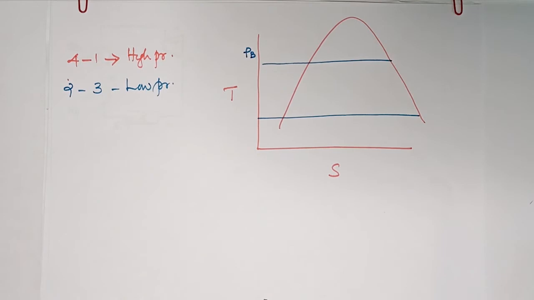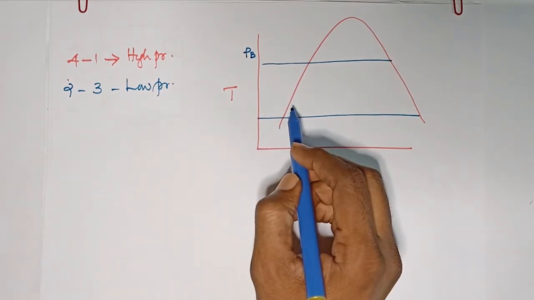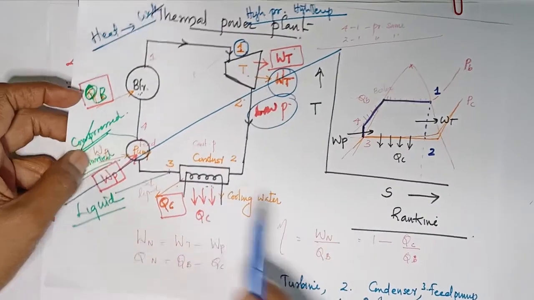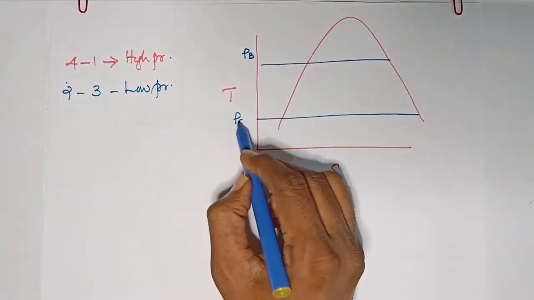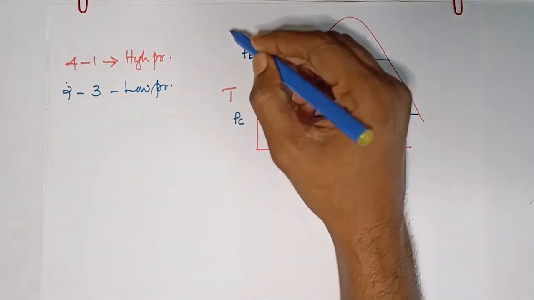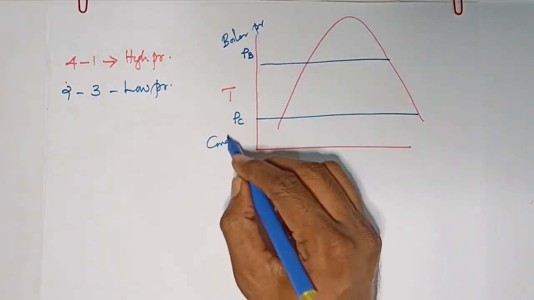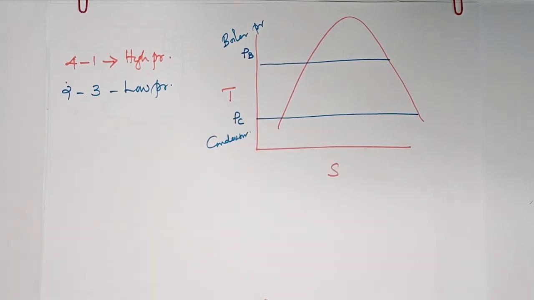PB means boiler pressure. What is the low pressure? Boiler, and this is the low pressure at a condenser. That is the PC. PC is the condenser pressure. This is the boiler pressure and this is the condenser pressure. Okay.